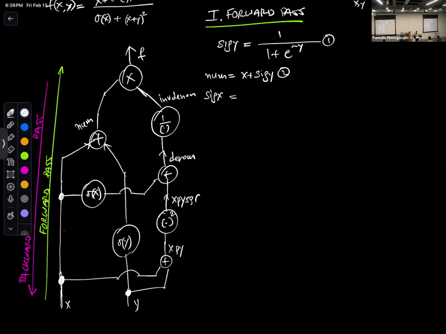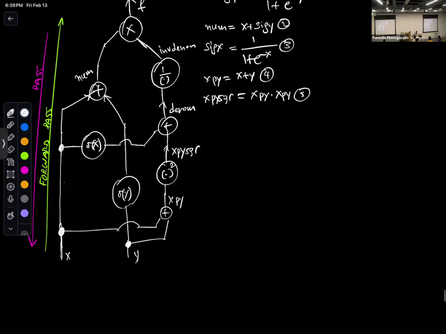Sig x is equal to 1 over 1 plus e to the minus x. That's equation 3. Xpy is equal to x plus y. That's equation 4. Xpy S2r is equal to xpy times xpy. That's equation 5. I'm doing trivial things. I hope you recognize them.